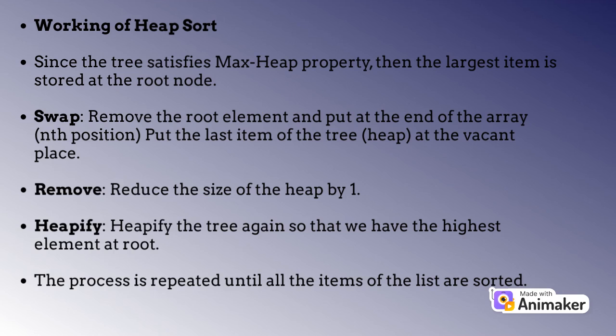Working of heap sort. Since the tree satisfies max heap property, the largest item is stored at the root node. Swap. Remove the root element and put it at the end of the array. Put the last item of the tree at the vacant place. Remove. Reduce the size of the heap by 1. Heapify. Heapify the tree again so that we have the highest element at root. The process is repeated until all the items of the list are sorted.